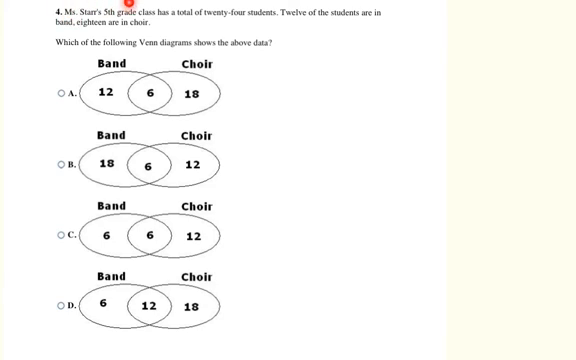Miss Starr's 5th grade class has a total of 24 students. 12 of the students are in band, 18 are in choir. So which of the following Venn diagrams shows the above data? So there's going to be some students, and we don't know how many, that are going to be in band and choir. However, we know that when we are looking at band, there's going to be 12 in the band circle. And when we're looking at choir, there's going to be 18 in the choir circle.